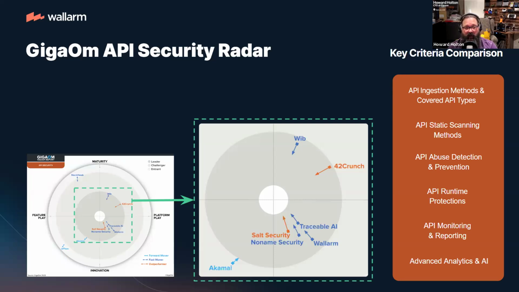As you continue to evolve, right, I would say abuse detection and prevention and runtime protections become really, really important. And then the top and bottom, right? Ingestion methods and covered API types and advanced analytics and AI. As your maturity improves, advanced analytics and AI is going to provide so much value. Today, it's up to you whether you trust it or not. Tomorrow, every single day, our trust in these things is going to improve. And it will get to the point where those are critical features.